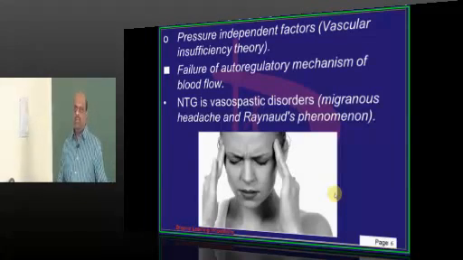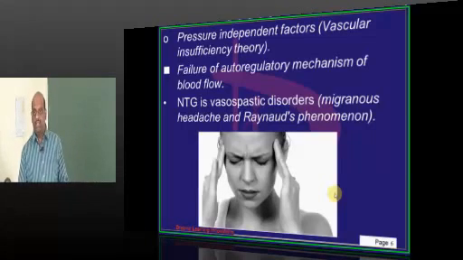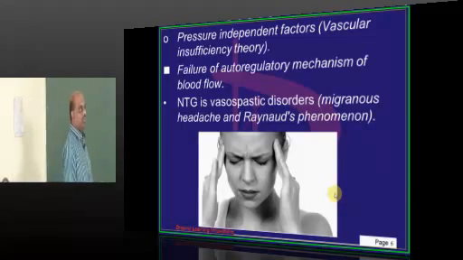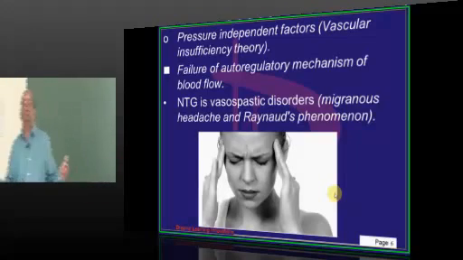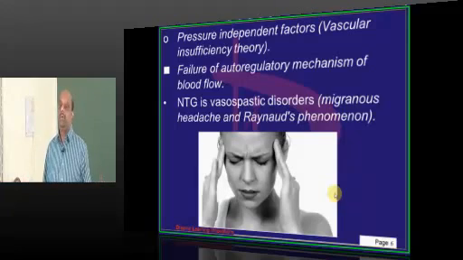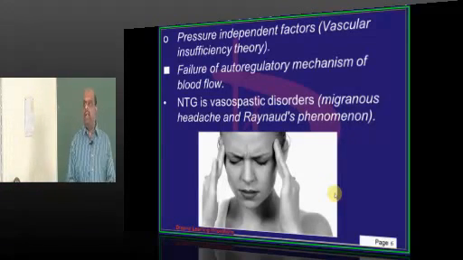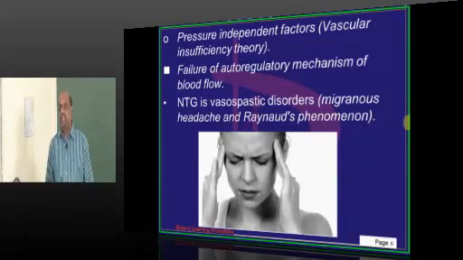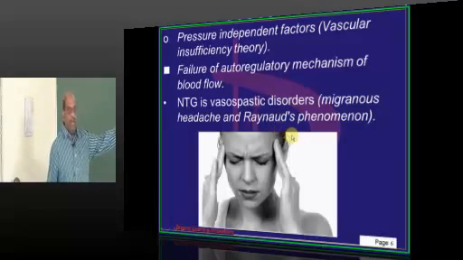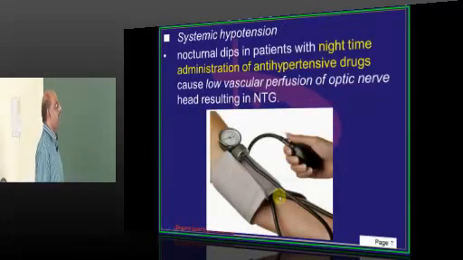There is another theory which says it is vascular insufficiency that leads to glaucomatous damage. Why did we get the thought that possibly a vascular mechanism is responsible? Because glaucoma is found to have an association with some vasospastic disorders, especially migraine and Raynaud's phenomenon. They are typically associated with the development of glaucoma.